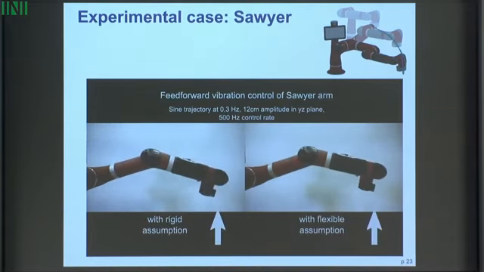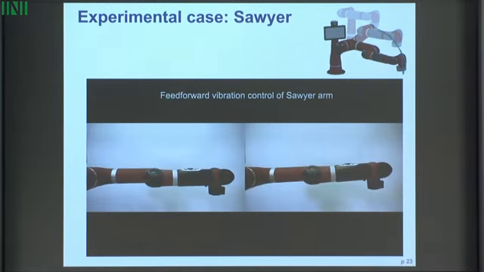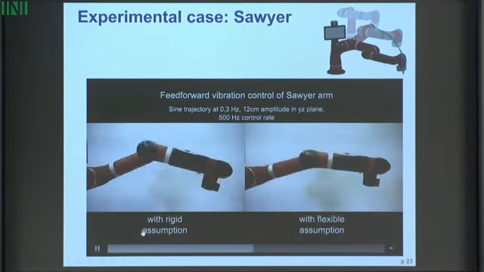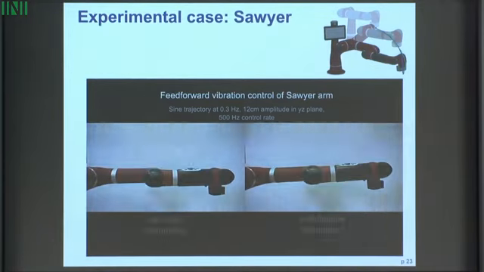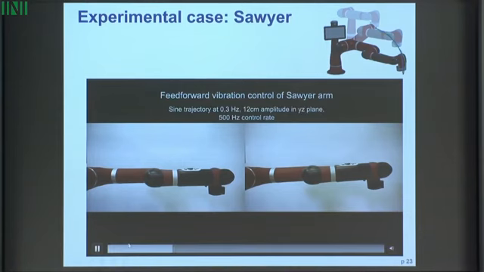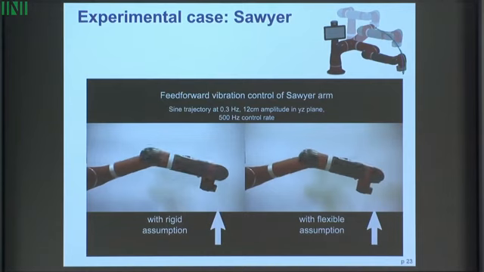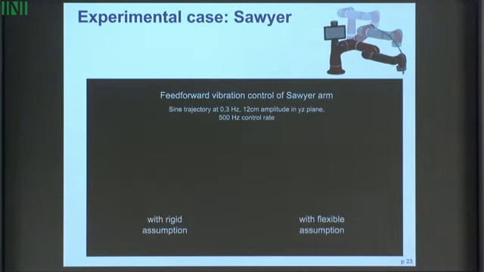The movie. Sorry, the vibration was not physical, it's due to the movie. Let's try again. Yeah, it's better. So what you should see at the end of the trajectory is that if you use the solution from the rigid model, you have much more vibration at the end. Maybe I'll play it again.